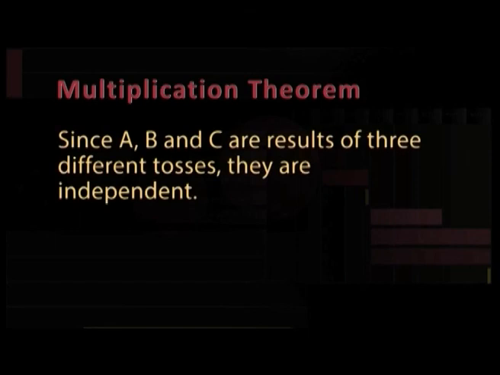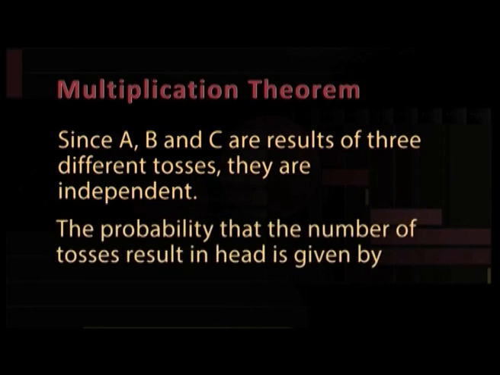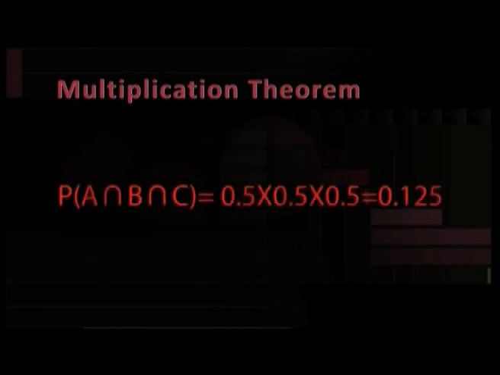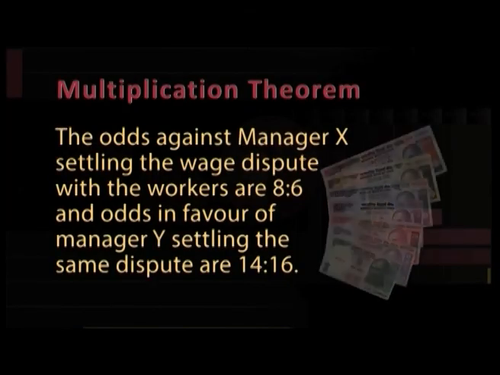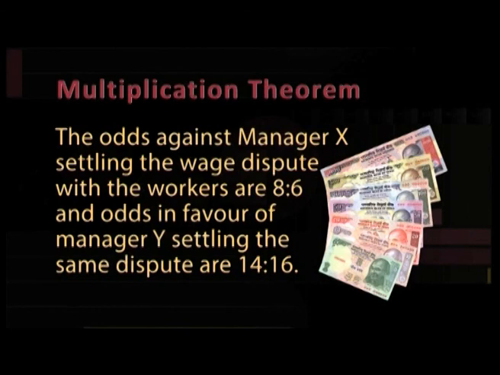Since A, B, and C are the results of three different tosses, they are independent. Therefore, the probability that all the tosses result in head is given by probability of A intersection B intersection C, which is equal to 0.5 into 0.5 into 0.5, which is equal to 0.125. Illustration 6. The odds against manager X settling the wage dispute with the workers are 8:6, and odds in favor of manager Y settling the same dispute are 14:16.